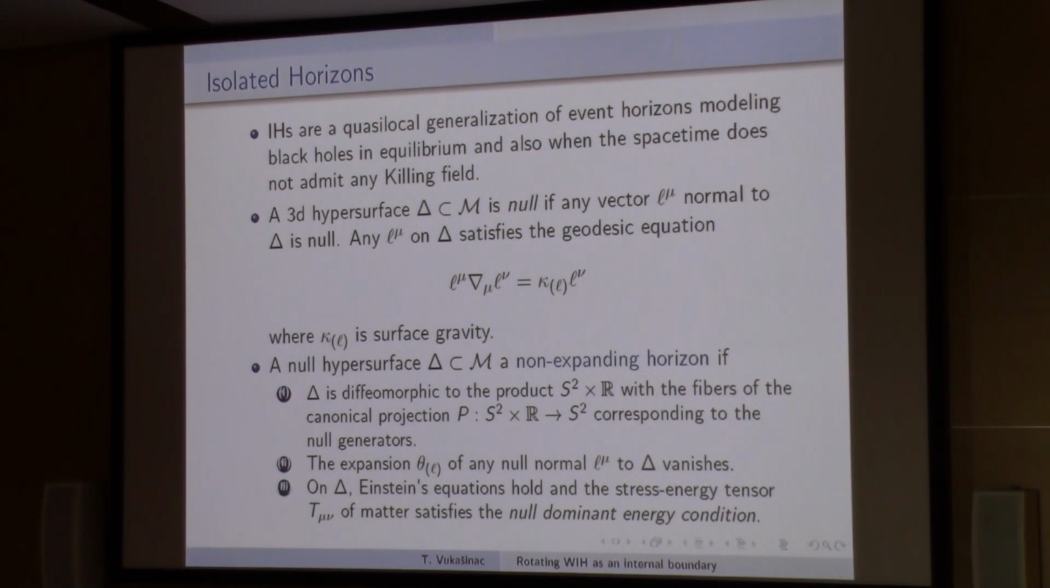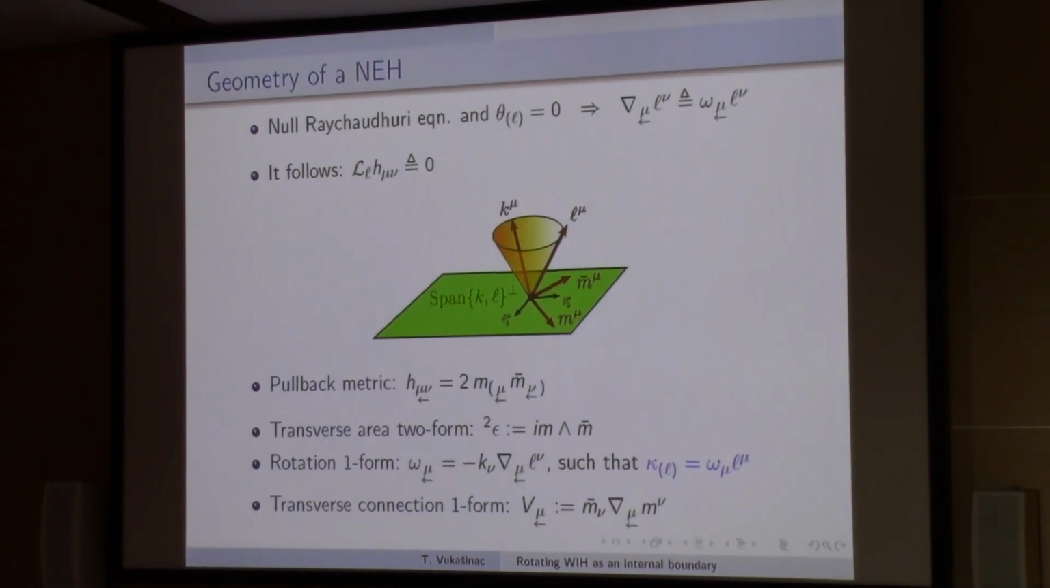If we want to define a horizon, then of course we have to put some restrictions. So we suppose that this null hypersurface is diffeomorphic to S2 cross R. The other very important and defining characteristic of the horizon is that the expansion of the null normal vanishes. That makes it really isolated, so nothing, no matter, can enter the horizon. And that Einstein equations hold when the stress-energy tensor satisfies certain conditions. We'll consider the theory in vacuum, so these conditions for the energy-momentum tensor are not so relevant here.